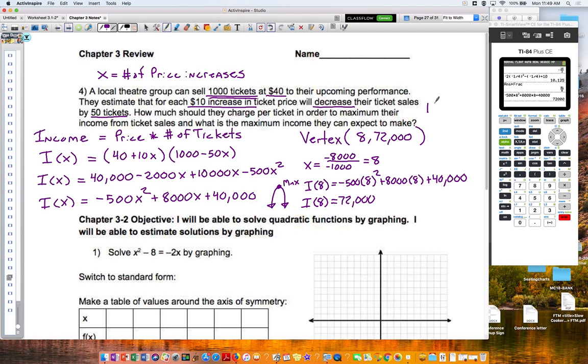So now I know the income is going to be $72,000, but I also want to know what the ticket price would be. So I've got to go back to where I have ticket price, and remember that the price of the ticket that I should be charging is 40 plus 10 times 8. So the ticket price is going to be $120.